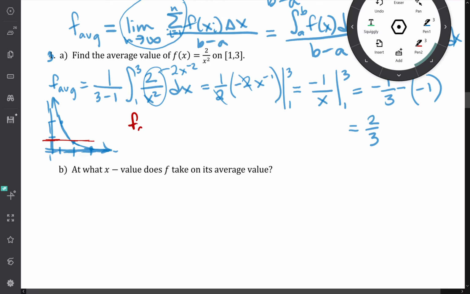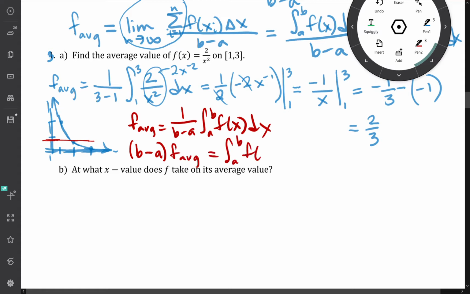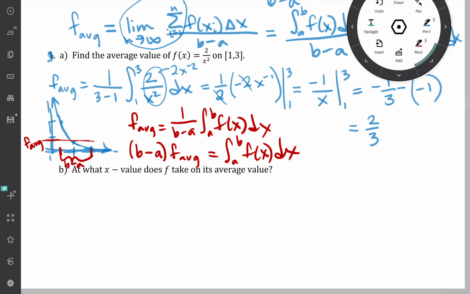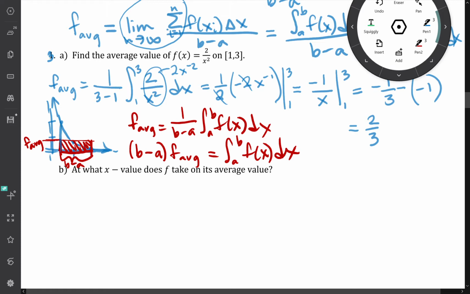If we look back at our formula that says the average value is 1 over b minus a times the integral from a to b of f of x, you can rearrange a little. You could multiply both sides by b minus a and say b minus a times the average value of f is equal to the integral from a to b of f of x dx. And looking at my picture, f average is a y value. b minus a, in this case 1 minus 3, is the length of the base of your region. If you multiply those two, what you're getting is the area of a rectangle. So we multiply this length by this height, we get the area of this rectangle. The statement I just wrote down is claiming that the area of that rectangle is exactly equal to the area under the curve.